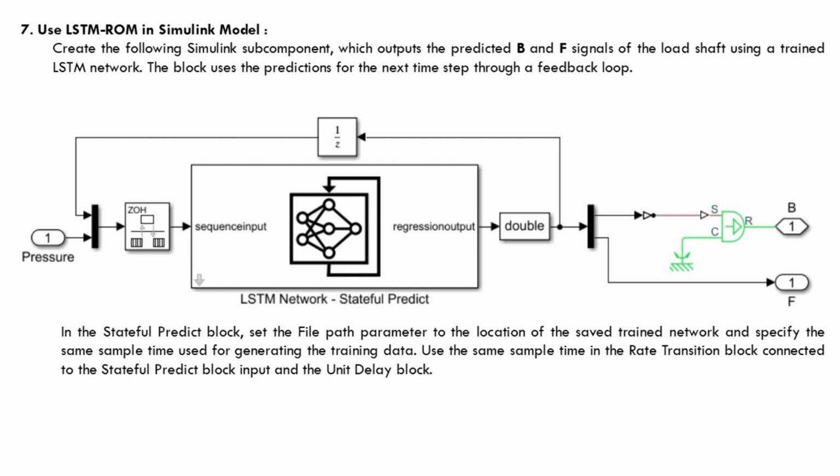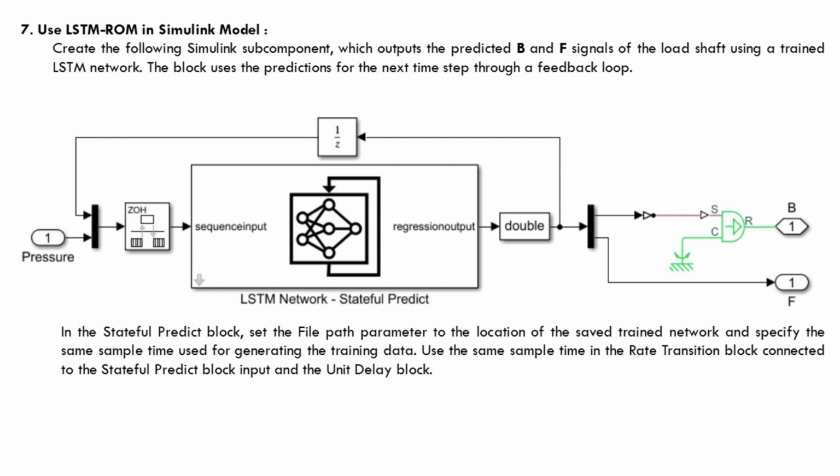Use LSTM ROM in Simulink model. Create the following Simulink subcomponent, which outputs the predicted B and F signals of the load shaft using a trained LSTM network. The block uses the predictions for the next time step through a feedback loop. In the stateful predict block, set the file path parameter to the location of the saved trained network and specify the same sample time used for generating the training data.